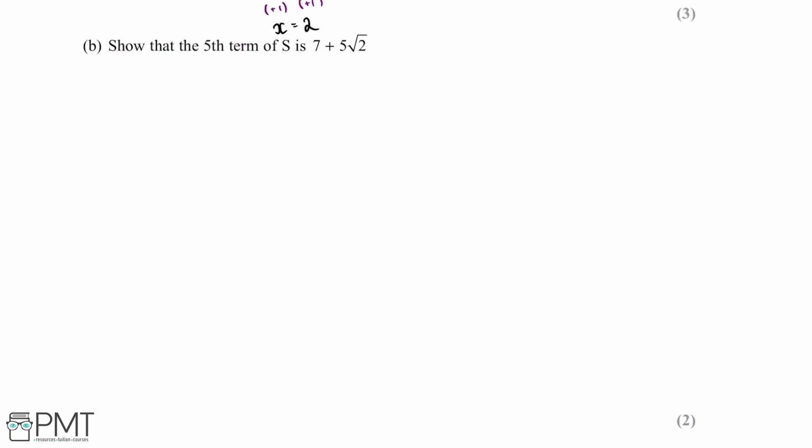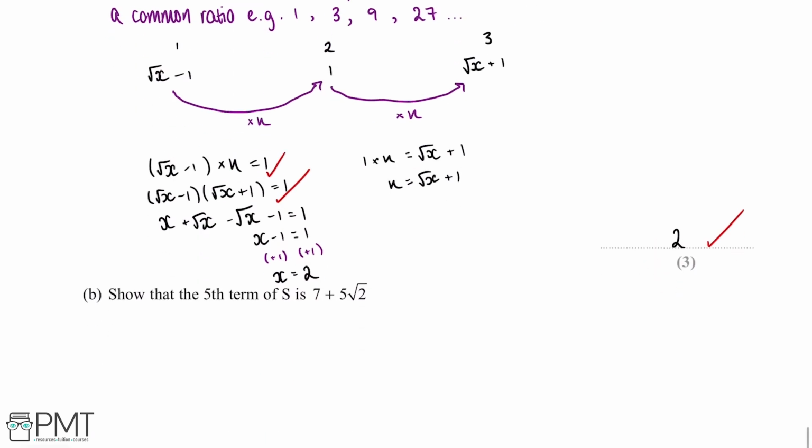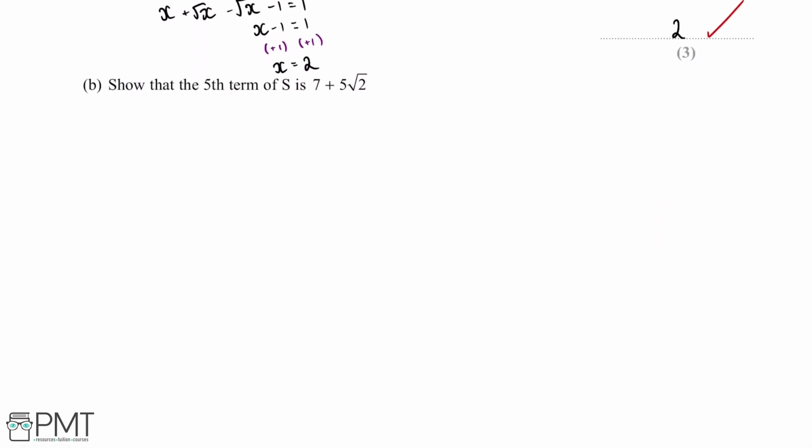Show that the fifth term of s is 7 plus 5 root 2. So in part A of the question, we were told that term 1 is root x minus 1, term 2 is 1, and then term 3 is root x plus 1. And we worked out that x was equal to 2. So this means that term 1 is equal to root 2 minus 1, term 2 is equal to 1, term 3 is equal to root 2 plus 1, and then we don't know term 4 and 5.